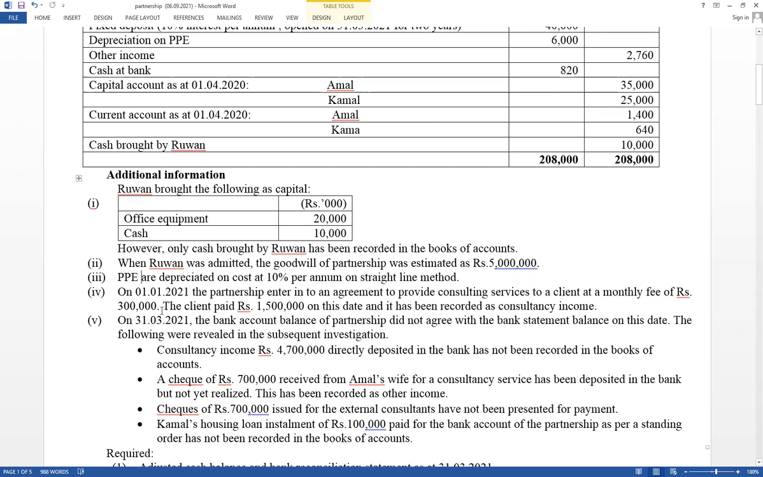300,000. The client paid 1.5 million on this date. It has been recorded as a consultancy income. You have to apply accrual concepts. Think agreements on 1st January 2021. Partnership entered into agreement to provide consultant service. Our accounting period end of the year 31st March 21. Therefore, relevant for this financial year only January, February, March. මාස 3ක් විතරයි අදාළ වෙන්නේ.